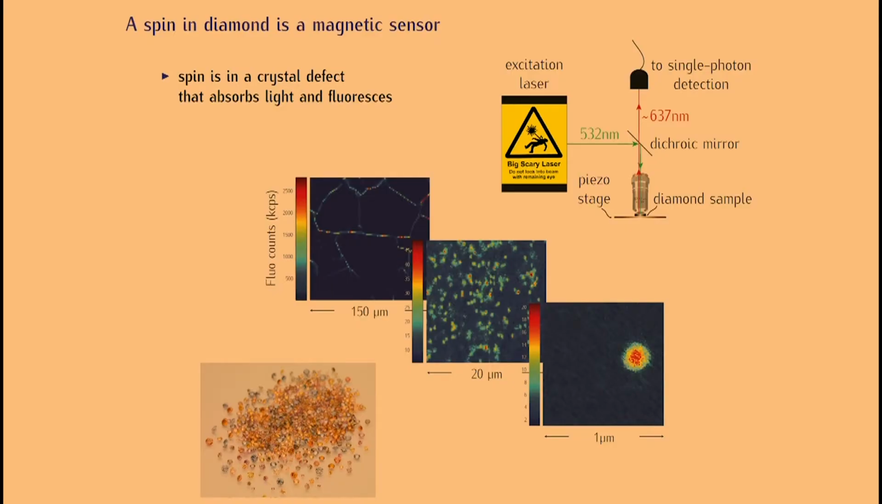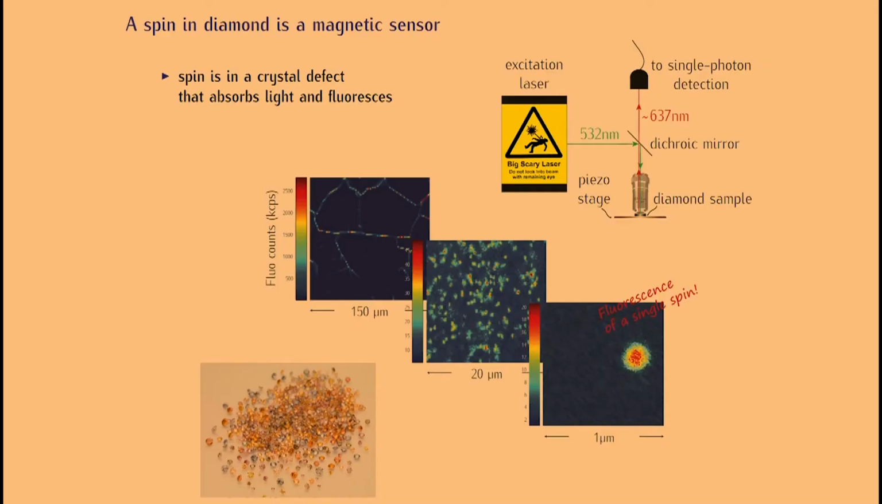So that's what it looks like in increasing zooms. And at the bottom panel there, what you're looking at is a blob. It's a blob of light emission that we see. And it's super cool, because what you're looking at is actually the fluorescence of one single spin.